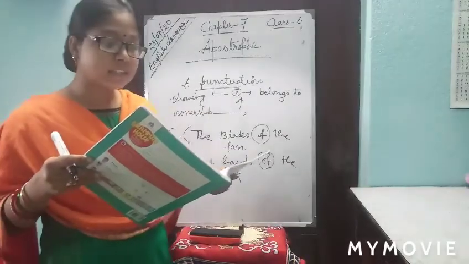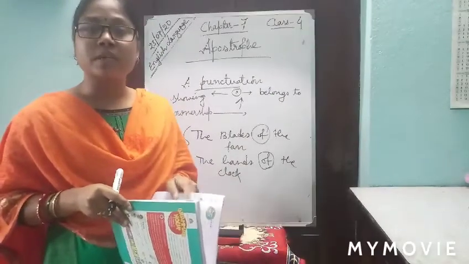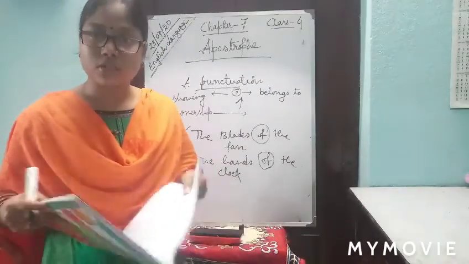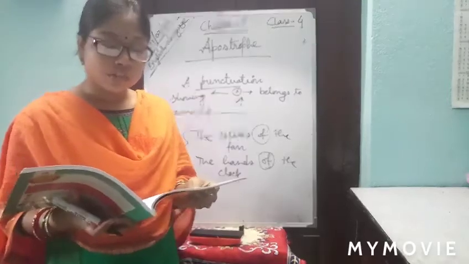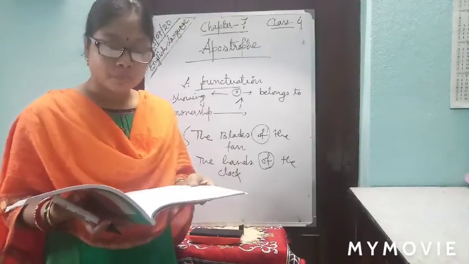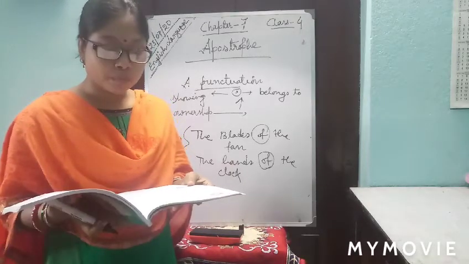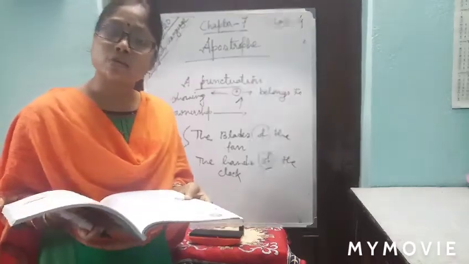First one is wrong. Number two, let's see, Jane's eyes. It is correct because Jane is a living thing, a noun. So number two is correct. The girl's teeth, that is also correct. The teeth of the comb, that is also correct. The baby's hands, that is also correct.